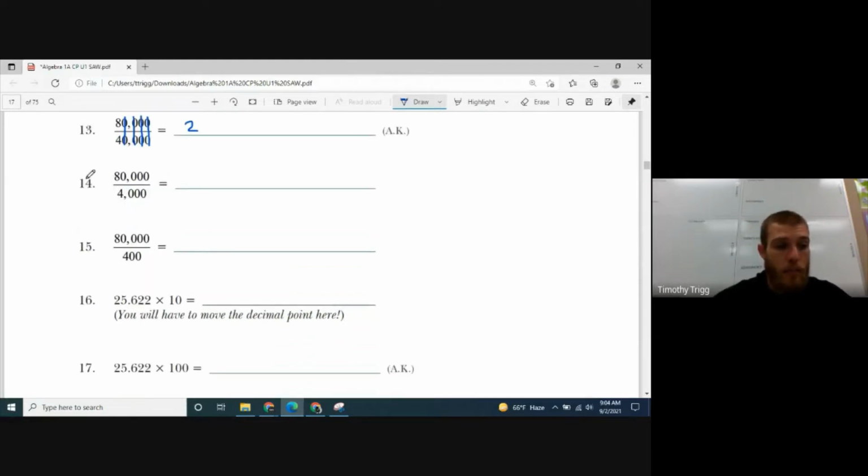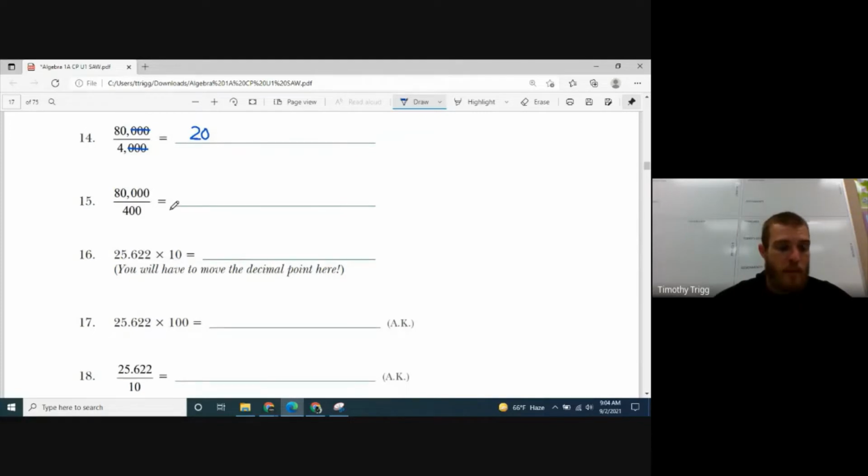All right, number 14 here. Again, in this case, I can cancel out 3 of these zeros with each other. Now it's 80 divided by 4. Well, I could just think about it with 8 divided by 4, which is 2, and then just add that 0 at the end, so 20. Okay, 8 divided by 4 is the 2, and then there's a 0 on top there. See if you can do number 15 on your own.